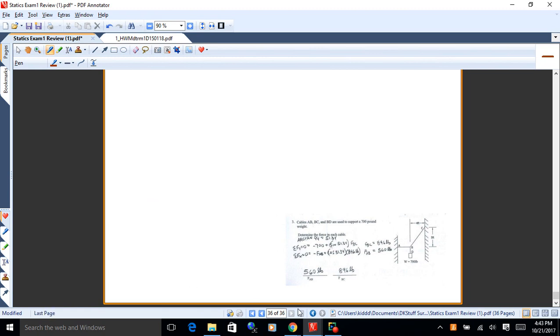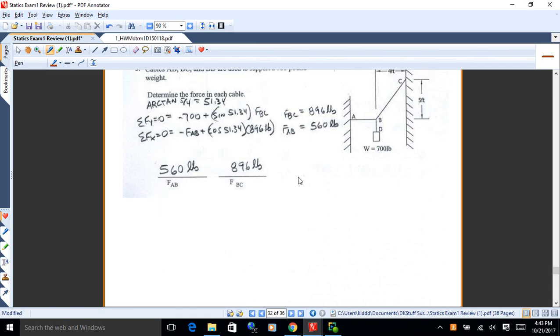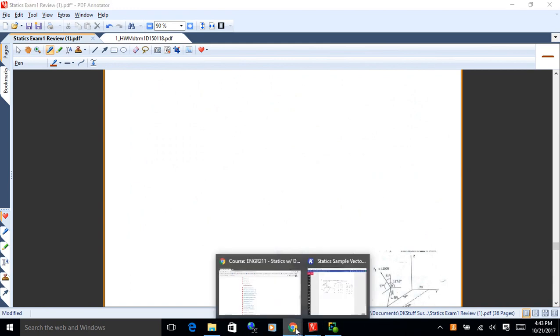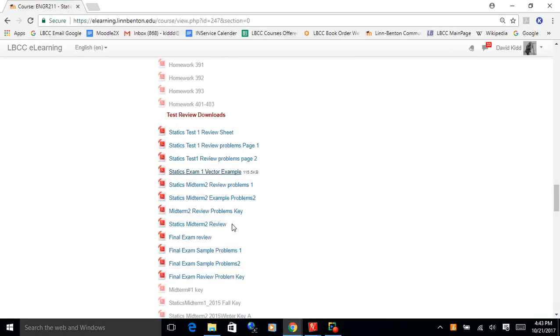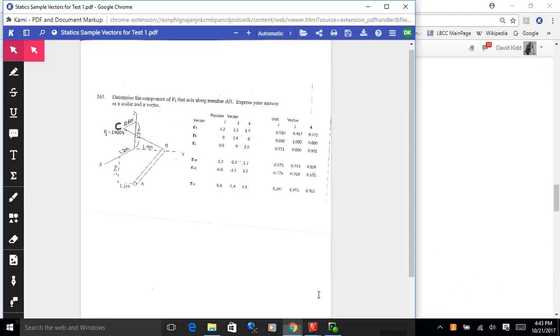Now, I can do this in a different way too. The example that I just showed you was, on problems 1 through 4, you found the vectors, and then on problems 5 and 6, you used them. Now, another approach I've taken in the past is found right here under the test review downloads, Statics Exam 1 vector example.